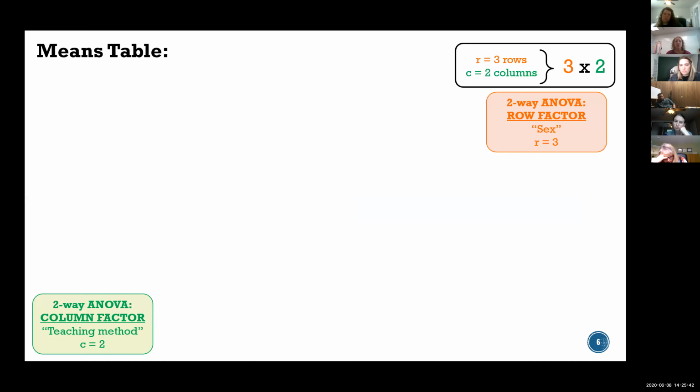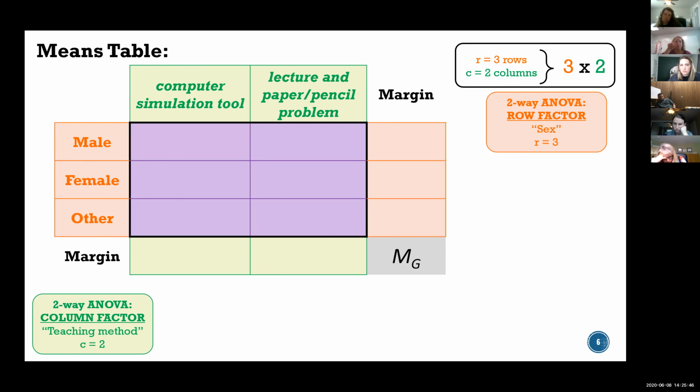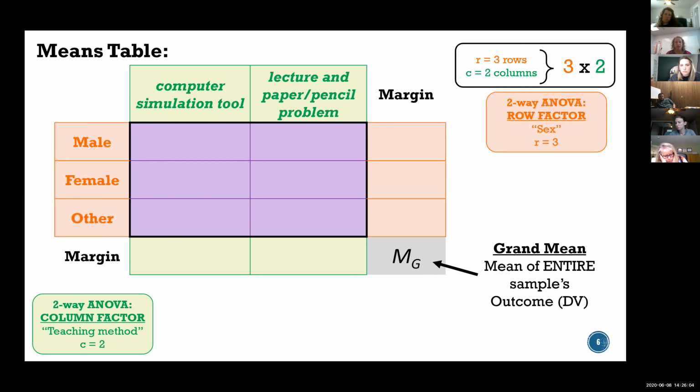Okay. So the place where we always start is a means table. So here I've set it up with the 2 different learning strategies, the computer simulation tool and the lecture paper pencil problem. And then the 3 rows are for male, female, and other gender. So I've got margins for the rows, margins for the column, and then in gray, I've titled it the grand mean. The grand mean is the average of all of the entire data, all of our entire sample.